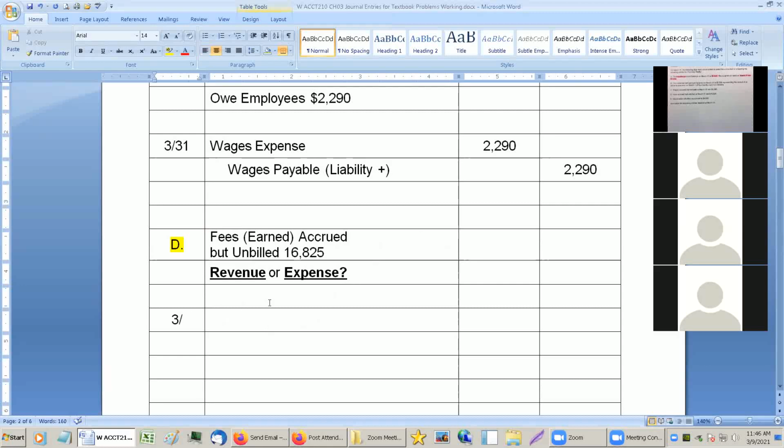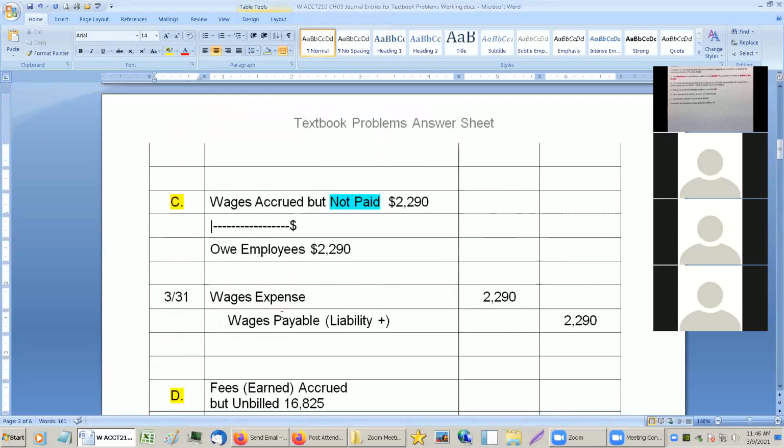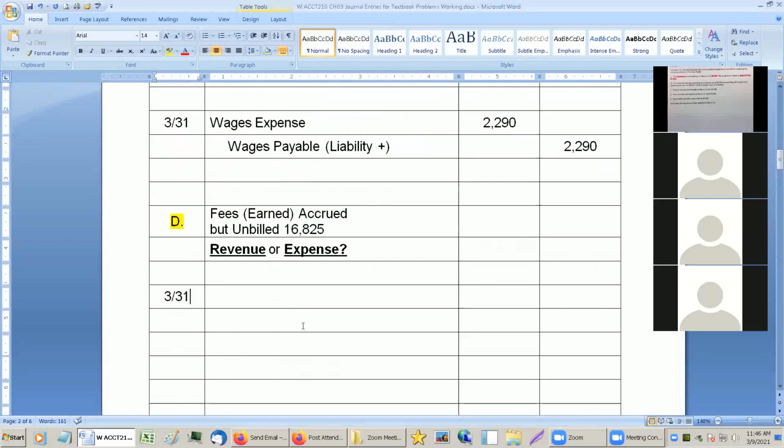So 331. Okay, and revenues are always debits or credits? We already did one, didn't we? Credits. Yep. So this would be equated as earned revenue. Just plain revenue is fine too. So 16,000. Right, 825. Yep.